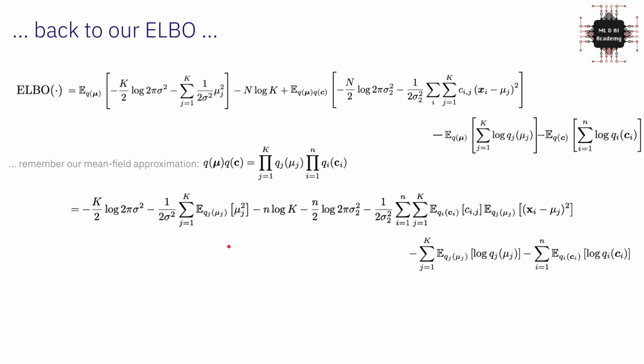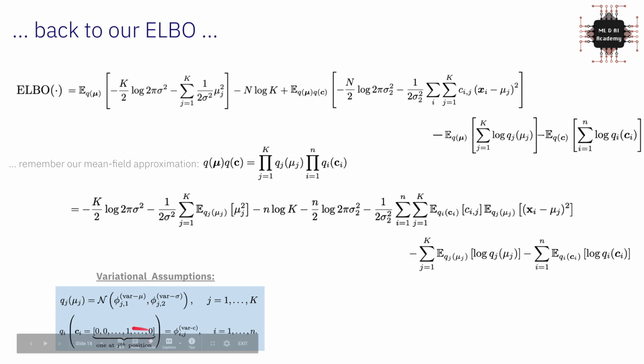Great. So now we have our ELBO, and that ELBO is described in terms of this variational distribution. Now I'm going to say that the variational distribution has its own free parameters, and I'm going to try to find the best free parameters to maximize the ELBO. So we're just going to assume that Q_j of mu_j is a Gaussian that has unknown mean phi_j1 and unknown variance phi_j2. That's the variational distribution I'm trying to look for.